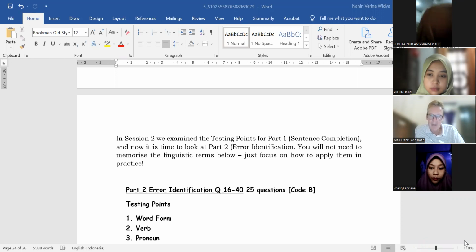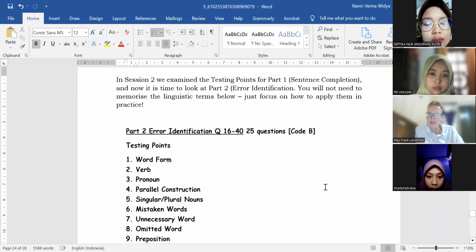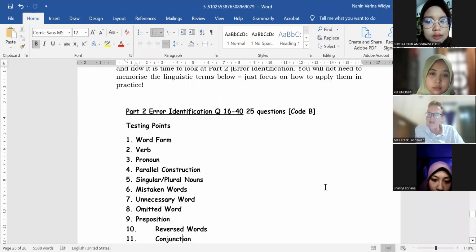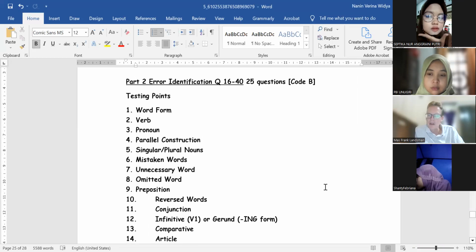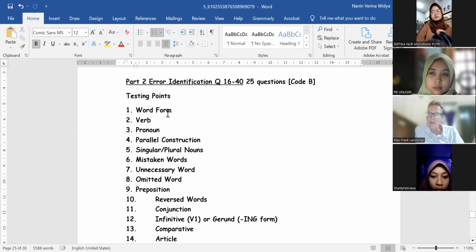Okay, let's take a look. Part 2, error identification, and this usually has 25 questions, and there are 15 testing points. So some will appear twice or 3 times, 4 times. Number 1 is word form, bentuk kata, such as a word, an adverb, and number 2 category is verbs, kata kerja.